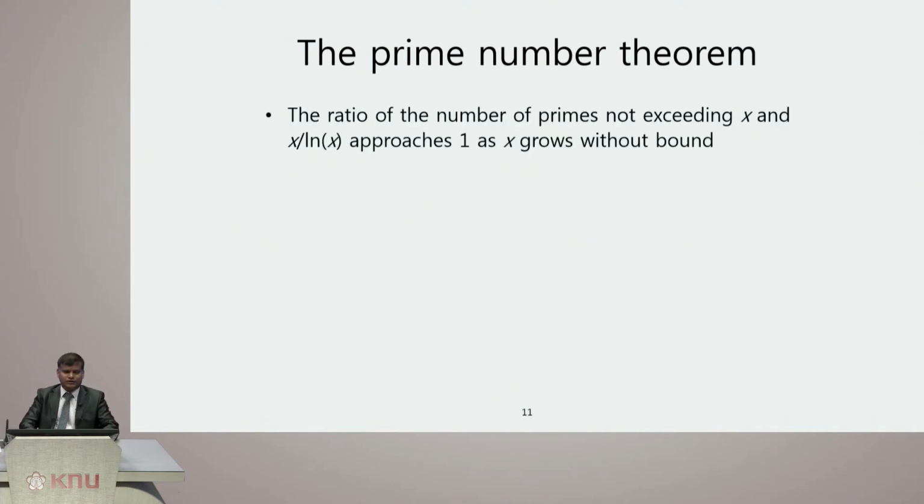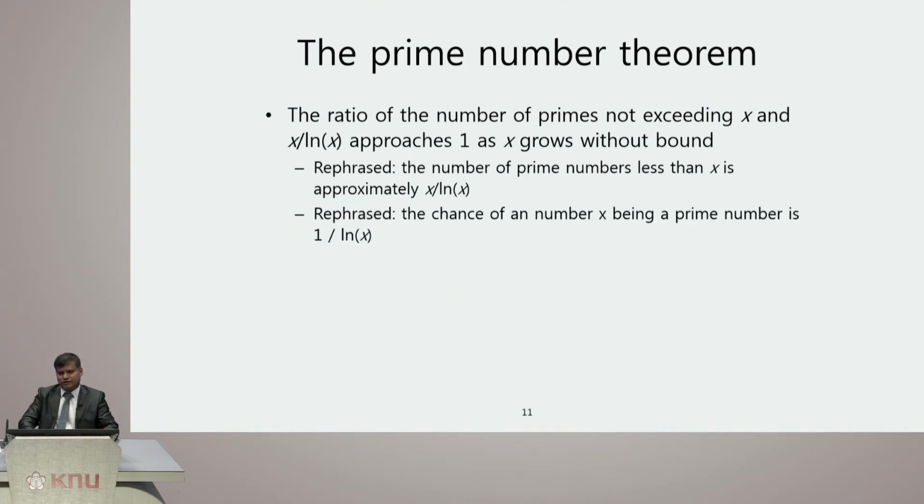Let's go further into this. The ratio of the number of primes not exceeding x to x divided by the natural log of x approaches 1 as x grows without bound. We can rephrase that: the number of primes less than x is approximately x divided by the natural log of x. The chance of a number x being prime is 1 by log x.